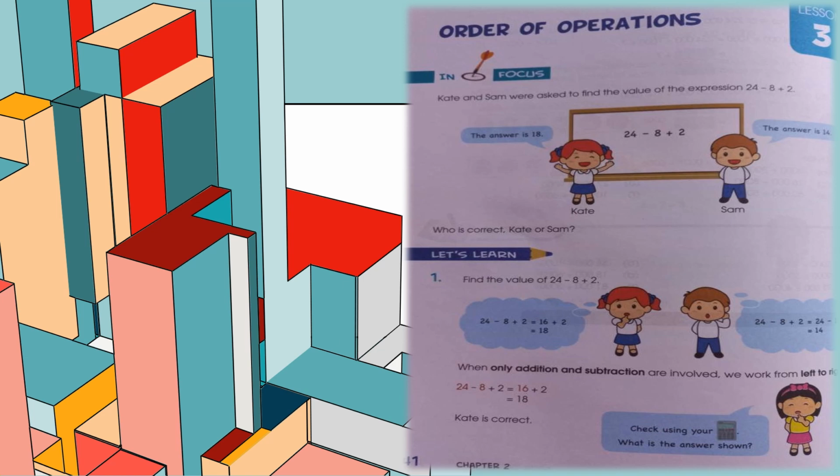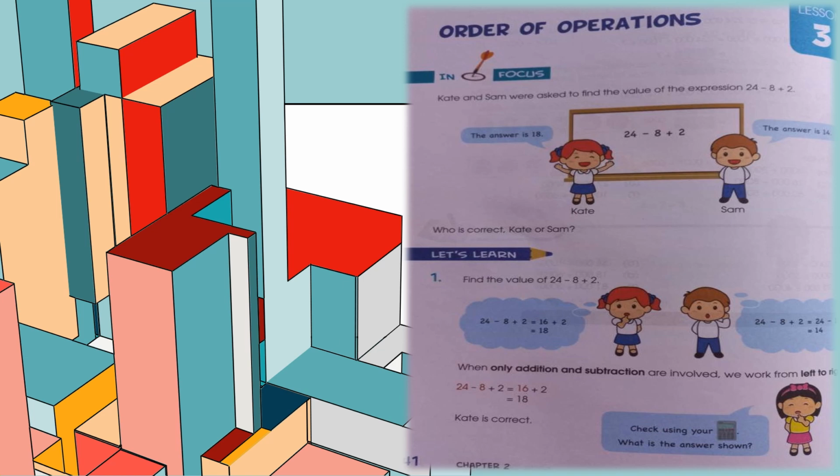Order of operations. There are 4 operations: addition, subtraction, multiplication and division, and we will look at questions which involve all these operations. In the first question, we have Kate and Sam. They both have solved the same question, but they both have a different answer. So we have to identify which answer is correct, the one given by Kate or the one given by Sam.